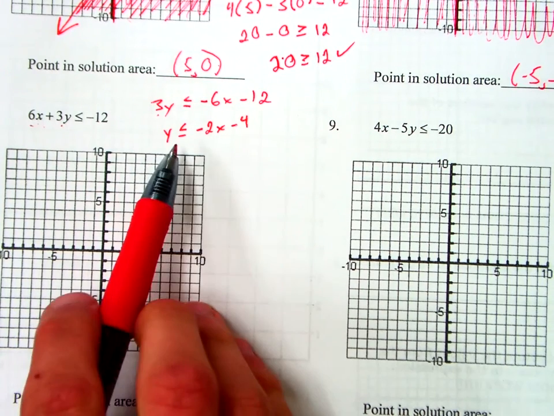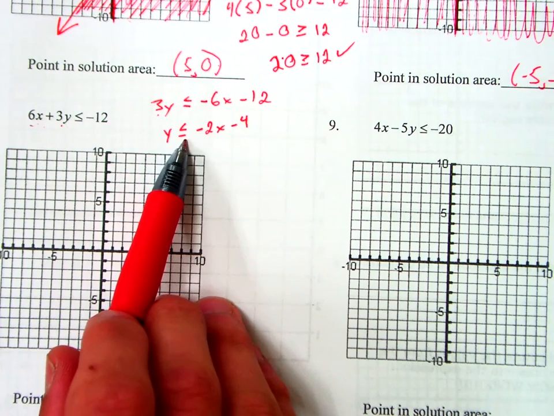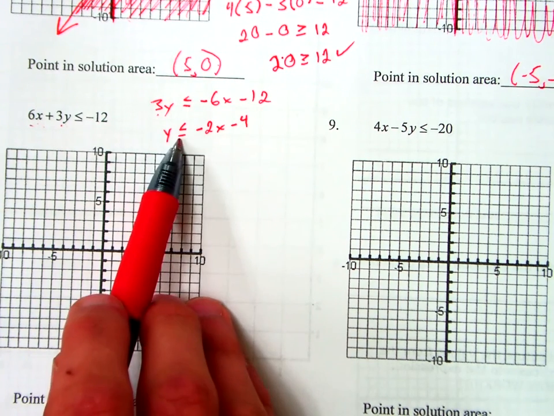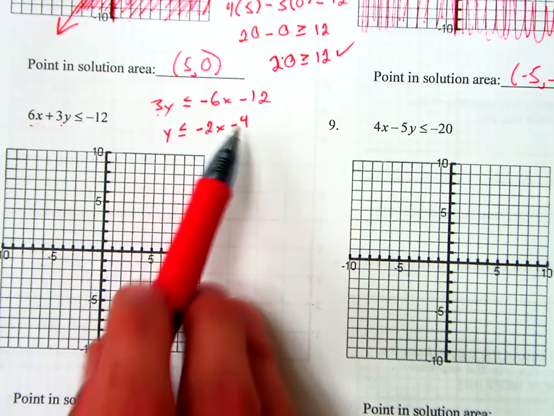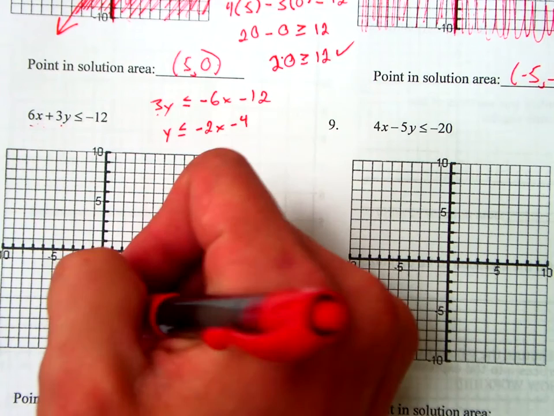Okay, so again, I want to restate that. Only if I divide by a negative number or multiply by a negative number does the sign switch. Okay, so in this case, we divided by a positive number. Sign did not switch, so I'm good to go. Negative 4 is my starting point. My slope is down 2, right 1.